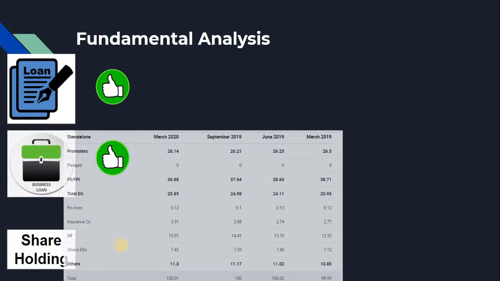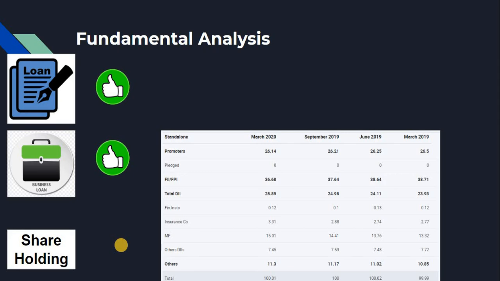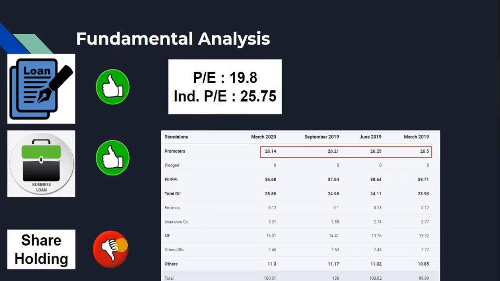And let us see their shareholding pattern. Their shareholding pattern is reducing quarter on quarter. That is not a good sign. And the PE is 19.8. It's in good shape when compared with the industry PE of 25.75.